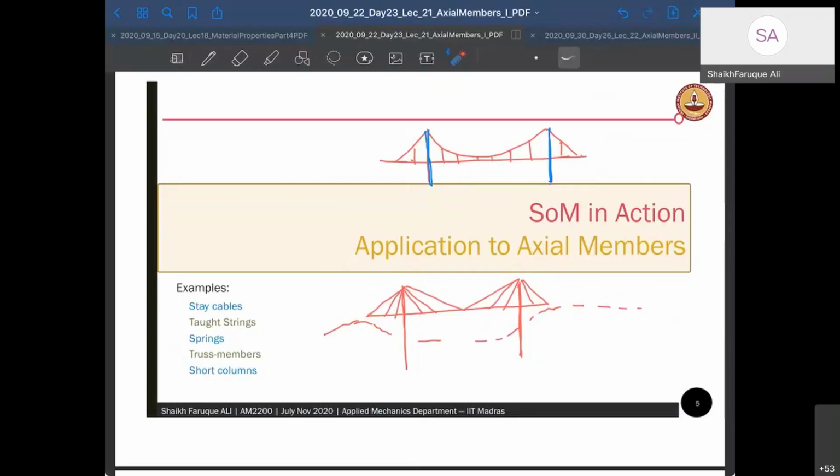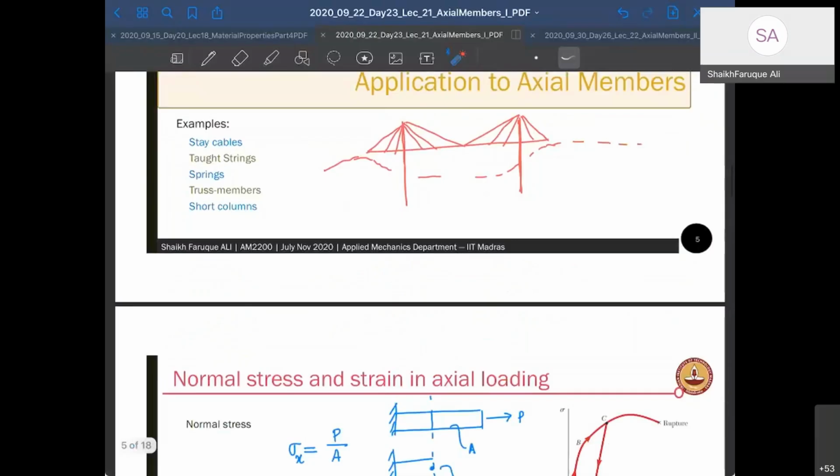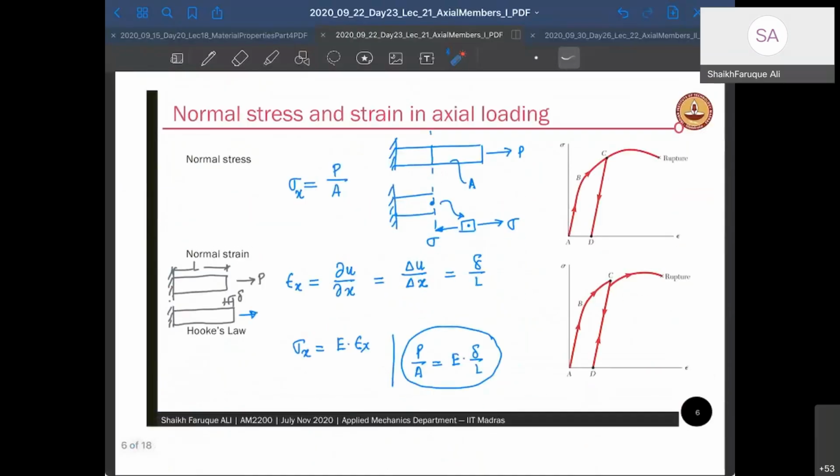Apart from that, you can use springs. We design a lot of springs in mechanical engineering. Those springs are generally members that carry axial loads. Then truss members and columns. These are all designed to be axial members. So there are a lot of applications of axial members, and therefore it forms a very important and interesting study of mechanics. Now let us define what we want to do.